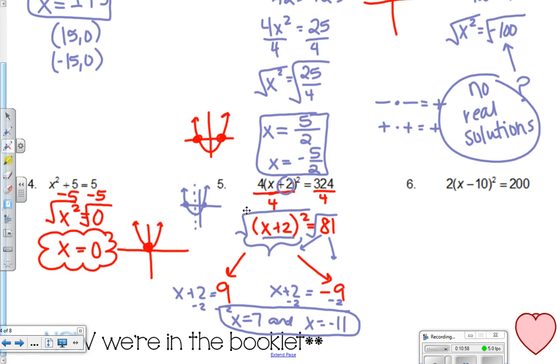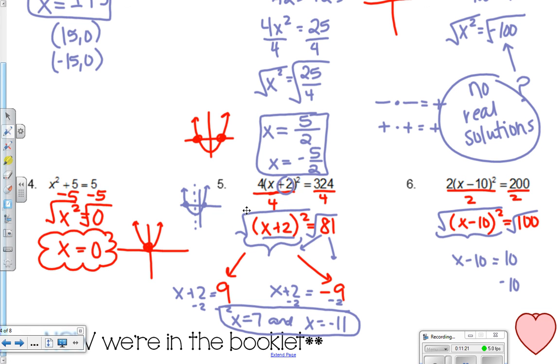All right, I've got 2 times the quantity of x minus 10 squared. Let's go ahead and get rid of that bodyguard, that 2, and divide it out. So I've got x minus 10 all squared equals 100. Okay? So that means when I take my square root of both sides, I know the square root of 100 is 10 and negative 10, right? But the square root of this side is just the x minus 10.